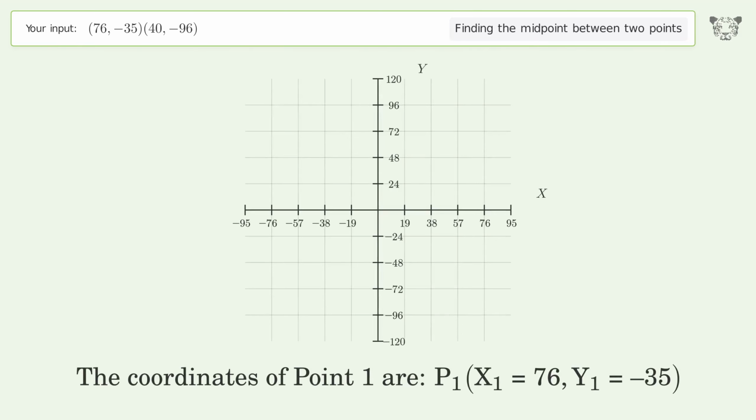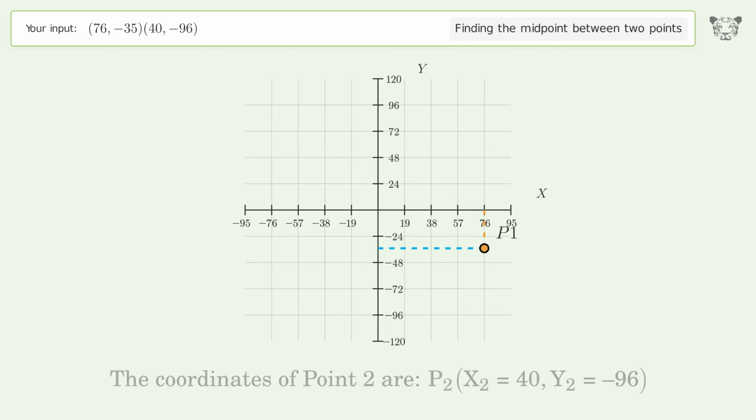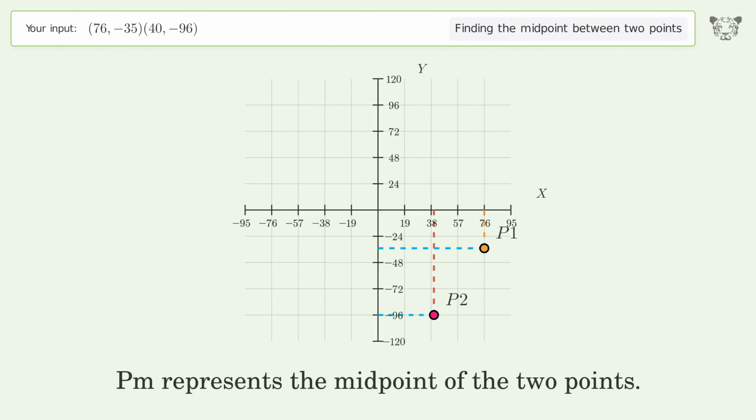The coordinates of point 1 are, x1 equals 76, y1 equals negative 35. The coordinates of point 2 are, x2 equals 40, y2 equals negative 96. PM represents the midpoint of the 2 points.